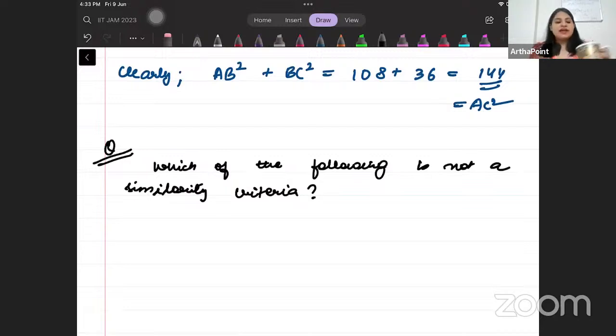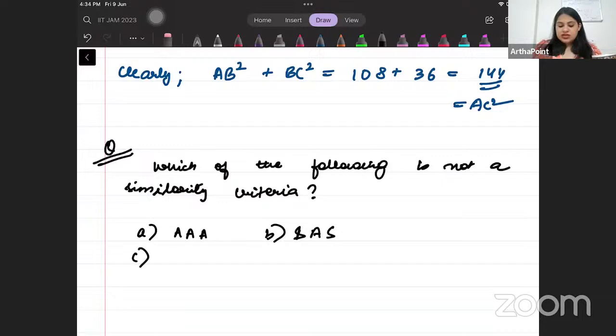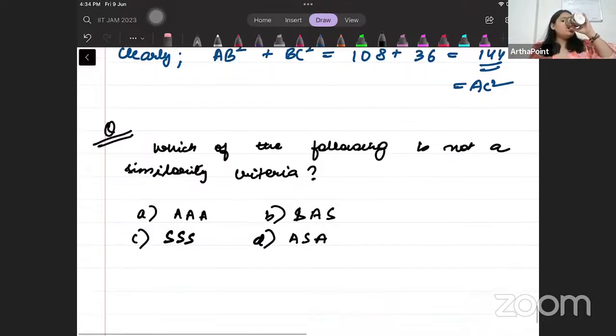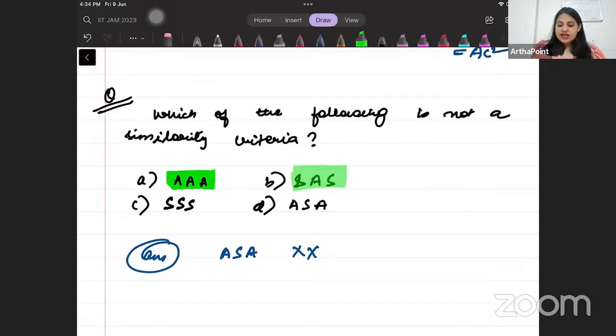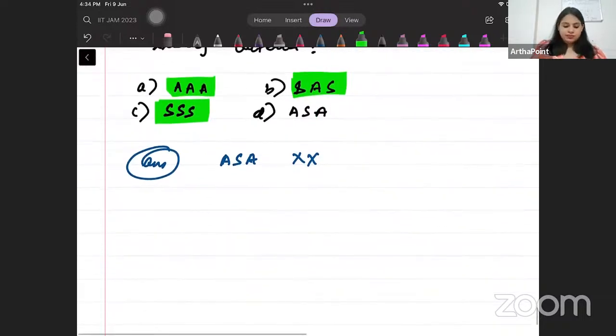I just taught you all the similarity criteria. Which is not a similarity criteria? A, AAA. B, SAS. C, SSS. D, ASA. So you have to tell which is not a similarity criteria. Answer, beta: ASA is not a similarity criteria. We studied angle, angle, angle; side, angle, side; and side, side, side. But angle, side, angle is not a similarity criteria, so that is an incorrect answer. Okay, come to the next question, beta.